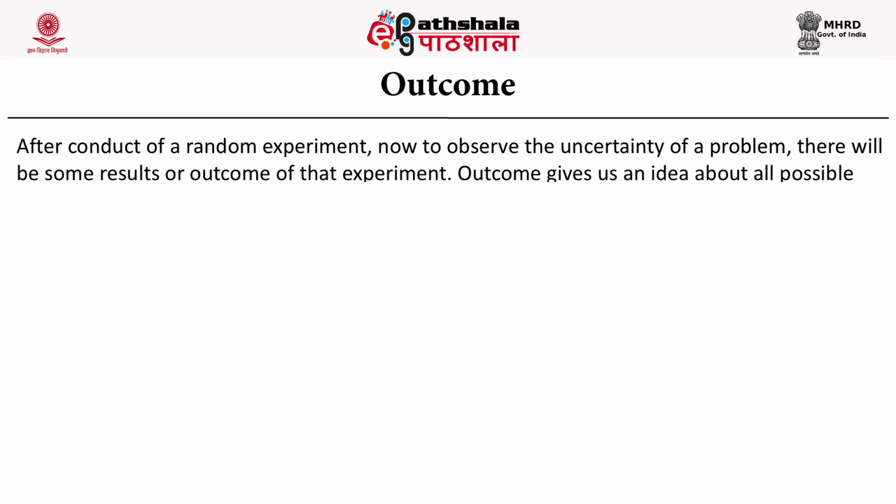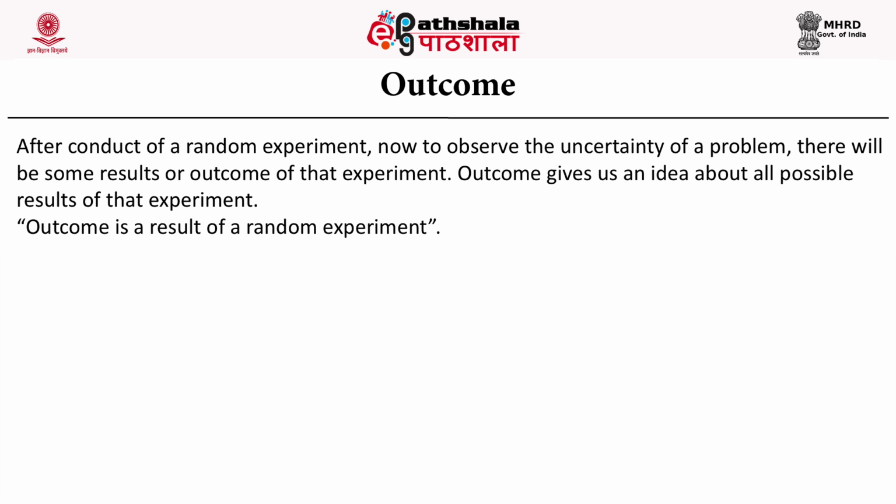Outcomes. After conducting a random experiment to observe the uncertainty of a problem, there will be some results or outcomes of that experiment. Outcome gives us an idea about all possible results of that experiment. So basically, an outcome is a result of a random experiment.